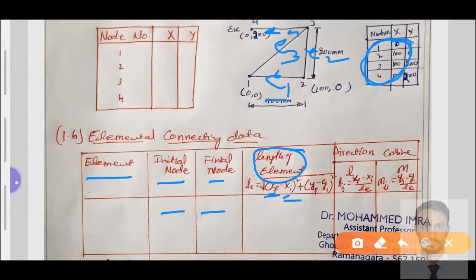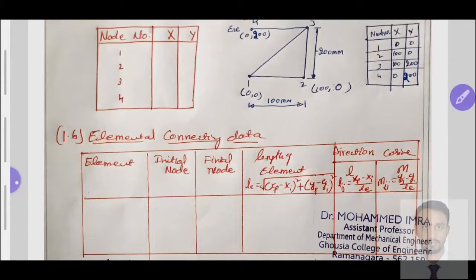Similarly, the direction cosine also depends upon this nodal coordinate data. If you make a mistake in taking the nodal coordinate data, this complete tabular column will go wrong. If this tabular column goes wrong, the elemental stiffness matrix will go wrong. If the elemental stiffness matrix goes wrong, the whole problem will go wrong. So you have to take care of all the nodal coordinate data and elemental coordinate data while you take the data from the given problem.